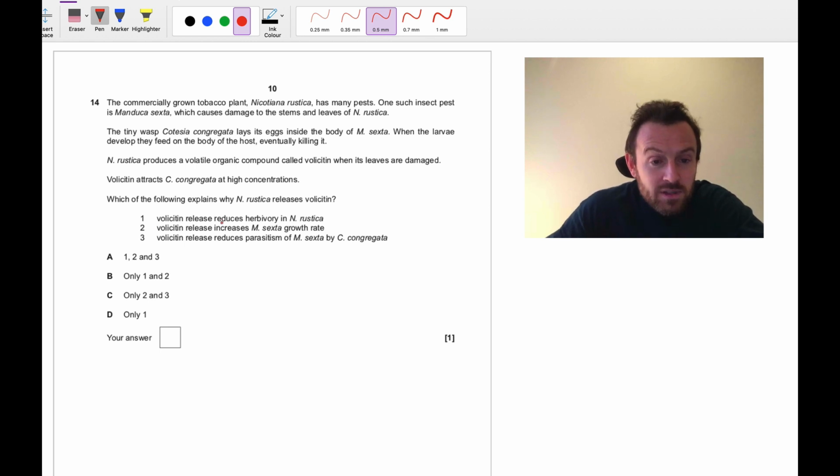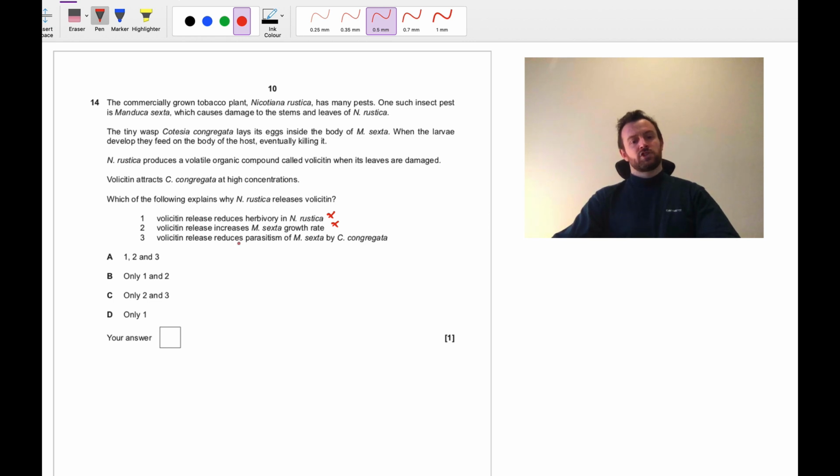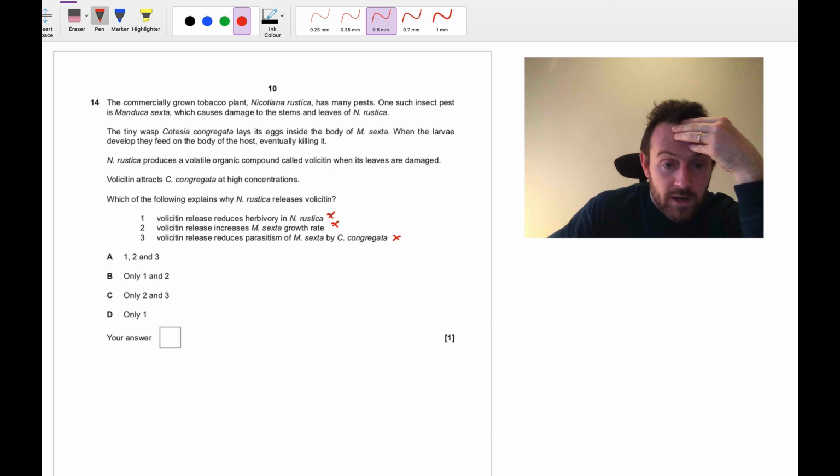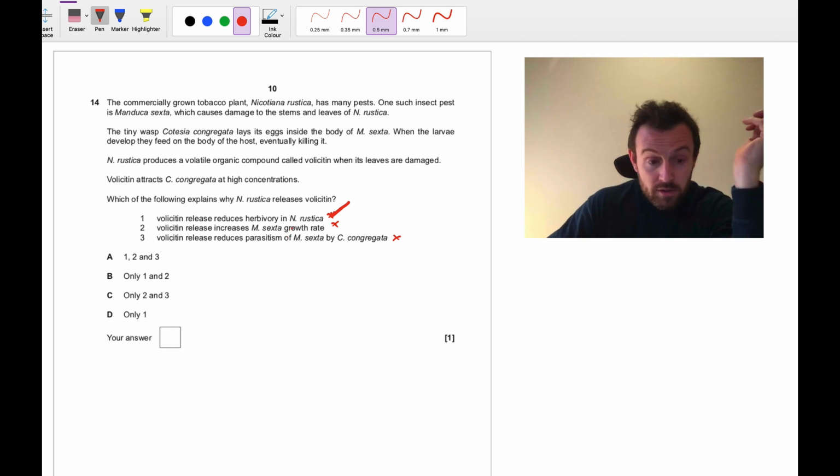So volicitin release reduces herbivory. No. Volicitin release increases M. sexta growth rate. No. Volicitin release reduces parasitism. No, that's not. Okay, so going back to number 1, I think number 1 is correct. It does reduce herbivory because it causes the parasite to come and kill the herbivores, so therefore it is D.